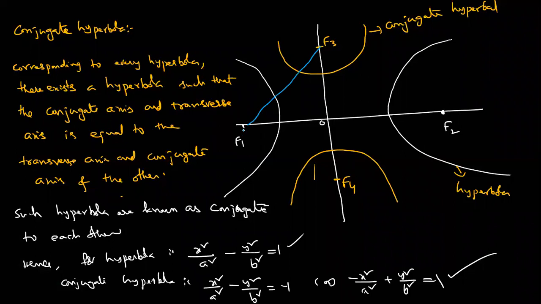Dear students, join all the four foci. Now the target is, what is the relation between their eccentricities? That's the concept. And prove that F1, F4, F2, F3 form a square. I'm giving the proof right now.